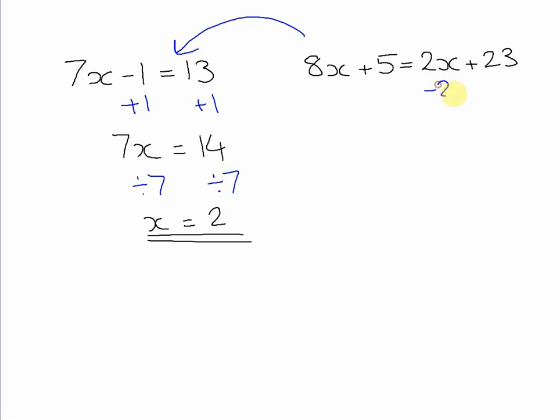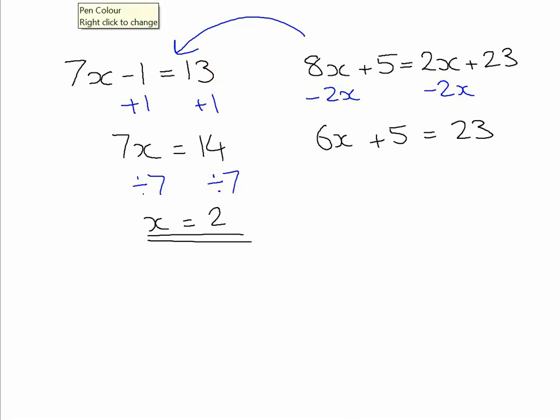So to do that, because there's 2x on the right hand side and that is the least amount, I'm going to subtract it to both. That will give me 6x's. The 5 will be unchanged. The 2x is going to disappear, so no x terms, and you can see it's now a three-term equation. So we just repeat this process as we did before.